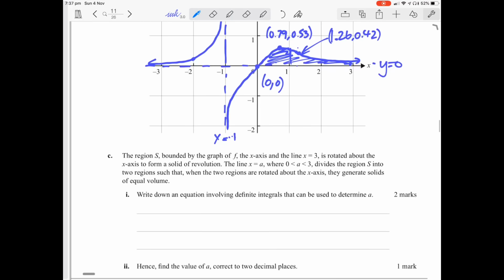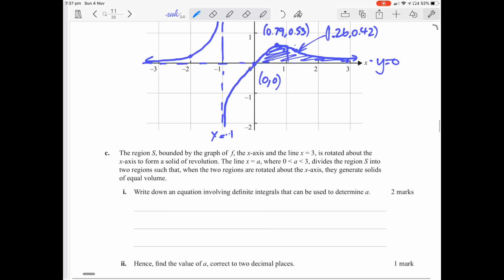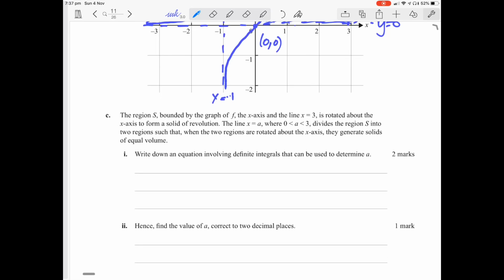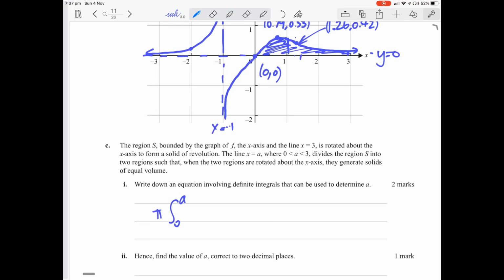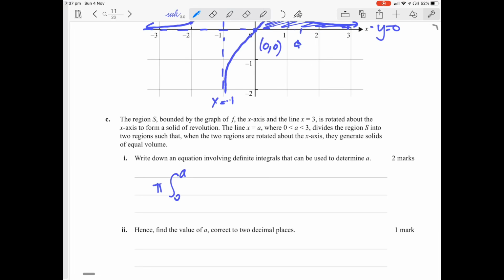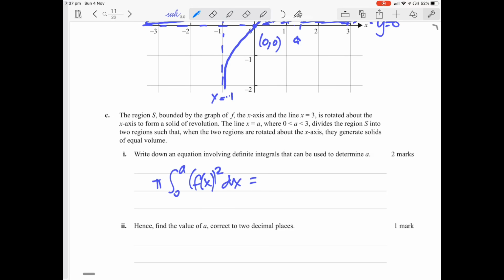So the equation itself is f of x. If we go pi times the integral from 0 to a, where a is some point here, of f of x squared dx, that is equal to the integral from a to 3 with a pi out the front. Oh, we don't actually need the pi because it's going to cancel when we divide it. So you could just go like that.